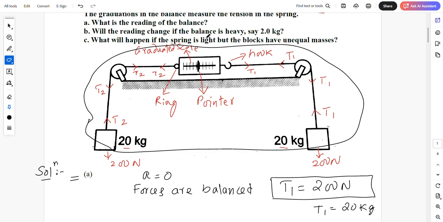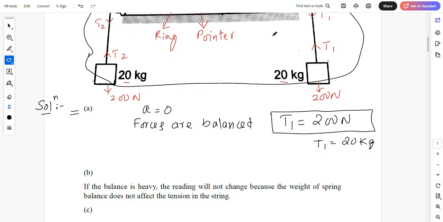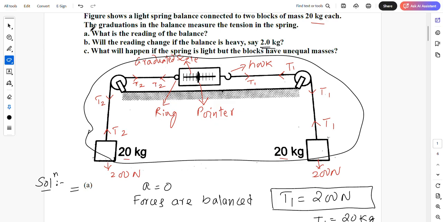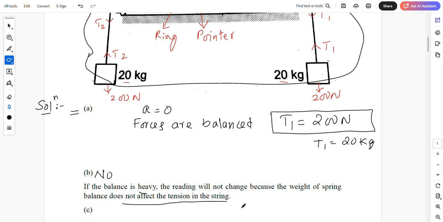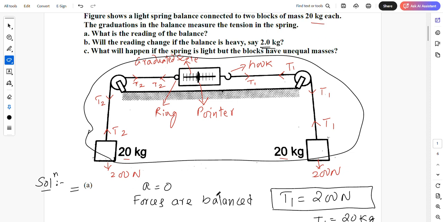Now, will the reading change if the balance is heavy, say 2 kg? I have written the answer here. If the balance is heavy, the reading will not change because the weight of the spring balance does not affect the tension in the string. That is very, very important. The answer is no. Reason I have written here. If the balance is heavy, the reading will not change because the weight of the spring does not affect the tension in the string. Now come to the C part of the question.